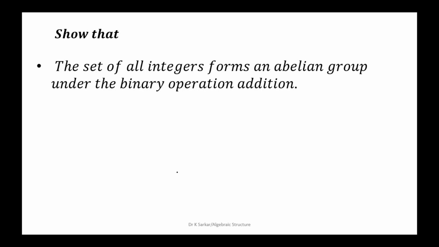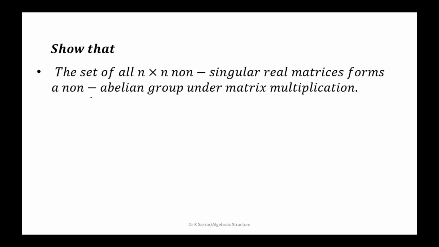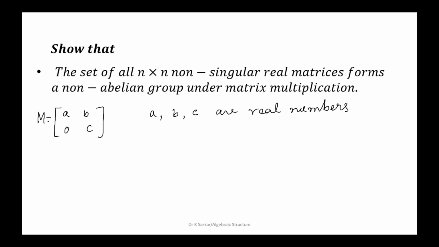Here we have to show the set of all integers forms an abelian group under the binary operation addition. So this thing we have already done. And here we have to show that the set of all n by n non-singular real matrices forms a non-abelian group under matrix multiplication. Let us take one example of a 2 by 2 matrix [A, B; 0, C], where A, B, C are real numbers. Say M equals this matrix.